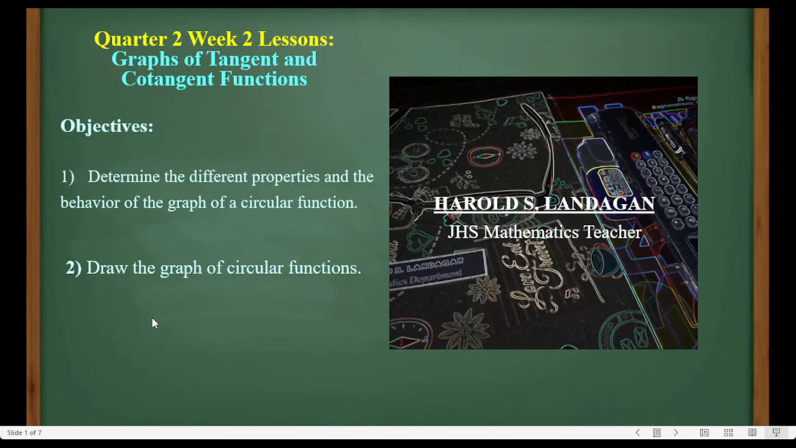Hello everyone, this is again your junior high school math teacher and I'm going to discuss the graphs of tangent and cotangent functions.